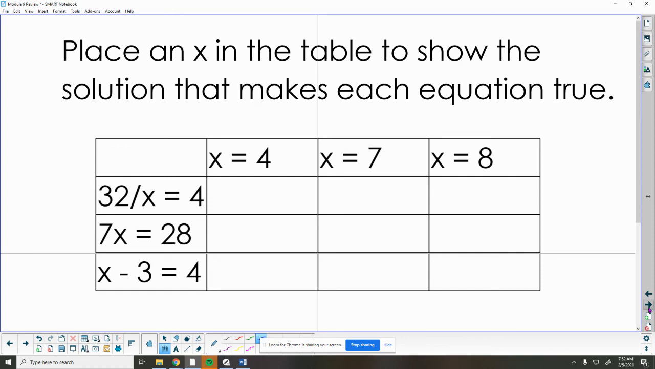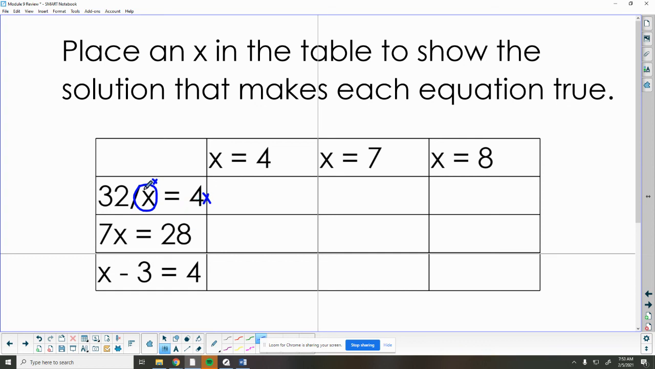Okay, we want to place an X in the table to show the solution that will make each inequality true. So here we have 32 divided by X is 4. So remember, this is dividing by X. So the opposite of divide by, we have to leave this 32 alone until we do something with the X. We have to divide here. This is our total. So we're going to times by X on both sides. So now I have 4X.